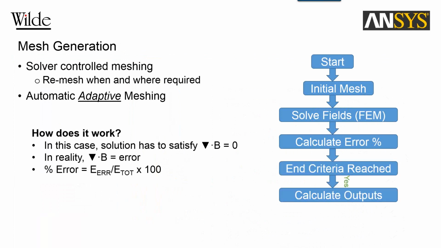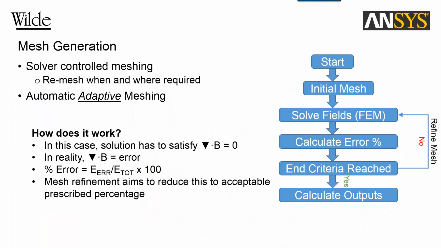If the percentage error throughout the entire domain is acceptable based on a number we've prescribed, usually about 0.1% or 1% in some cases, then the solver moves on to calculating the output. So basically, simulation has ended. If, on the other hand, this percentage error criteria has not been reached, the solver goes back to the regions where this criteria has failed, remeshes in those regions and refines the mesh in those regions.